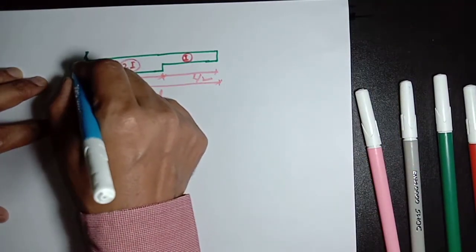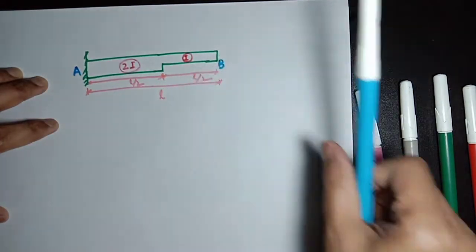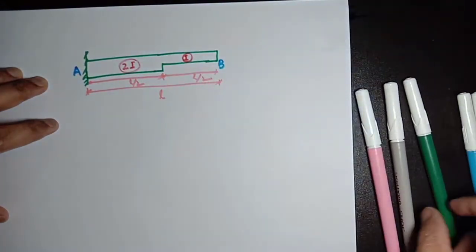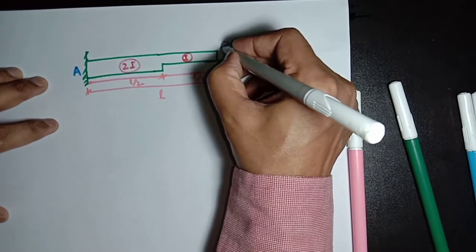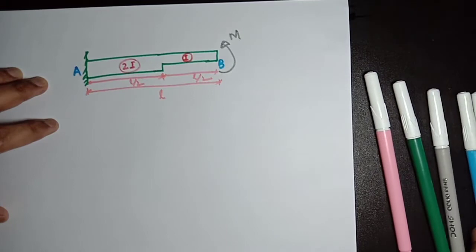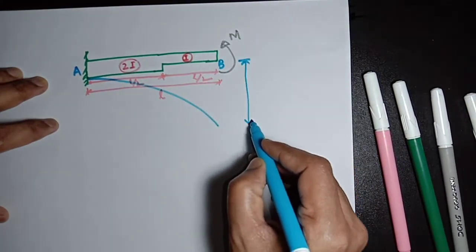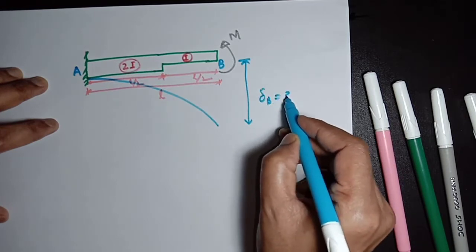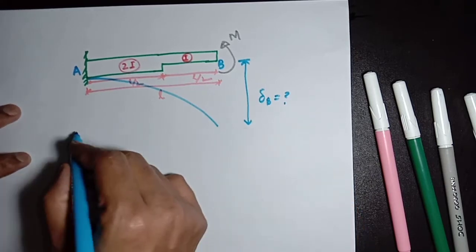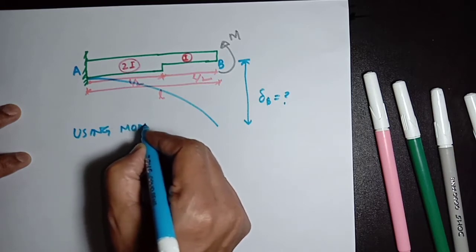Now the fixed end, you can say fixed support, is designated with A and the free end is B, and at the free end a concentrated moment is acting, which is in anticlockwise direction. Value is M. We need to find the deflection at B. We are going to find the deflection delta B here. We are going to solve this example through the moment area method.